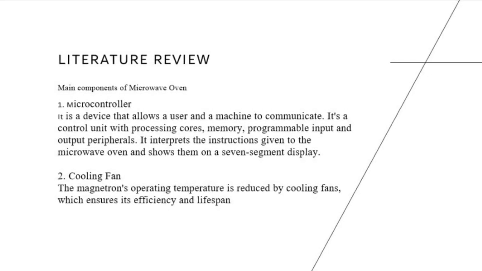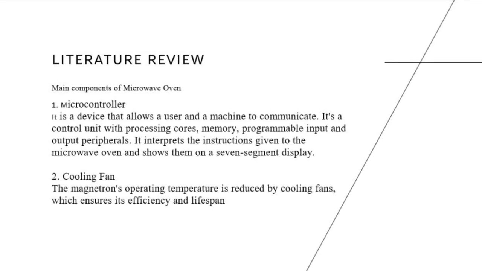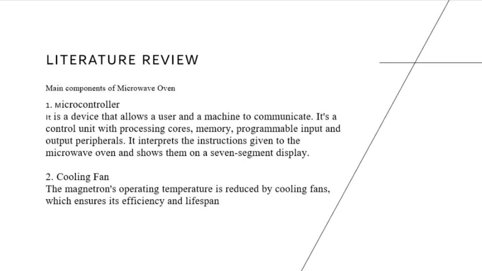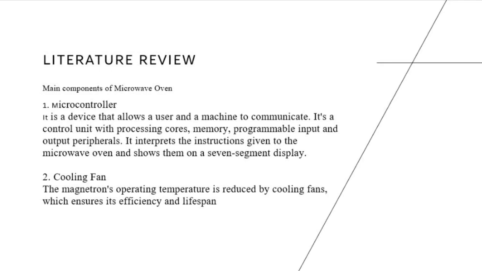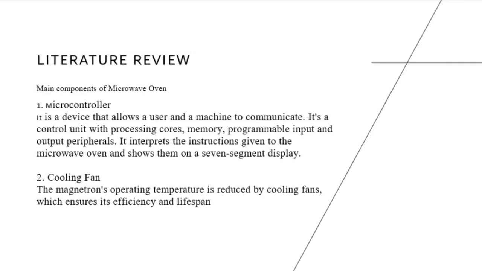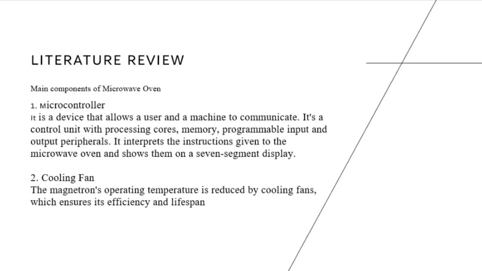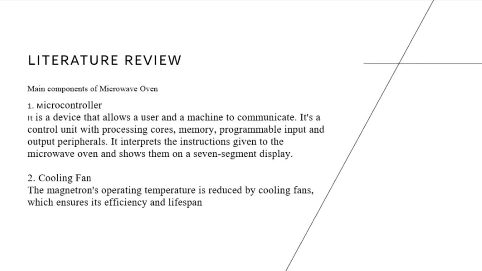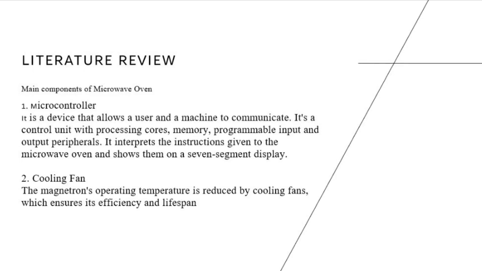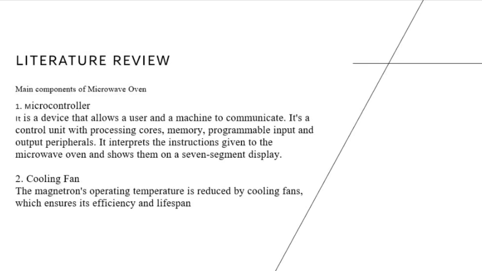The first main component of a microwave oven is the microcontroller. It is a device that allows a user and a machine to communicate. It is a control unit with processing cores, memory, and programmable input and output peripherals. It interprets the instructions given to the microwave oven and shows them on a 7-segment display. The next one is the cooling fan. The magnetron operating temperature is reduced by cooling fans, which ensure its efficiency and lifespan.